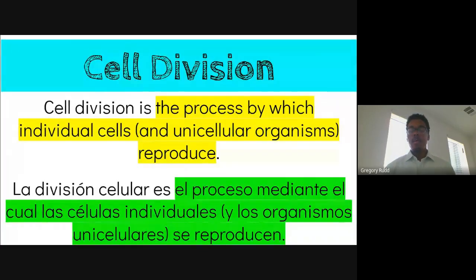Now, when we're talking about multicellular organisms like you and I, or the plants that you can see outside, they reproduce via different methods, which we'll talk about later this week. But cell division is the simple process that allows one cell to reproduce, one cell to essentially copy itself.